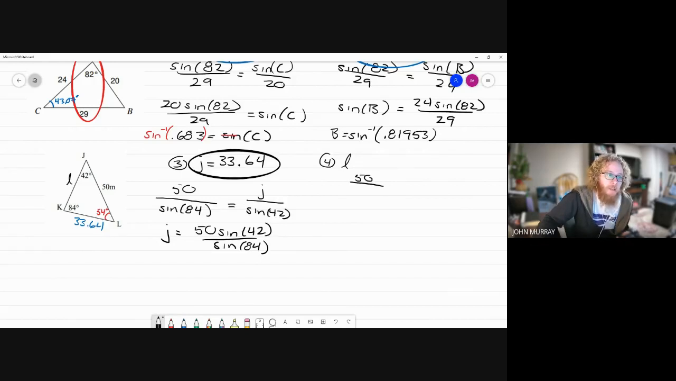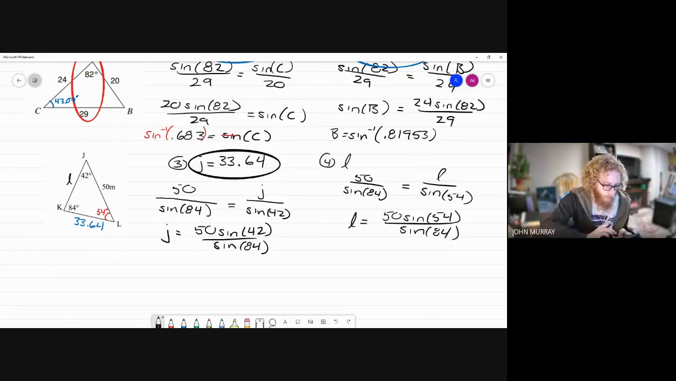So again, I'm going to use the law of sines. I have 50 over the sine of 84 equals L over the sine of 54. Cross multiplying, 50 sine of 54 divided by sine of 84. We're going to get L to be approximately 40.67. So we'll put that over here.